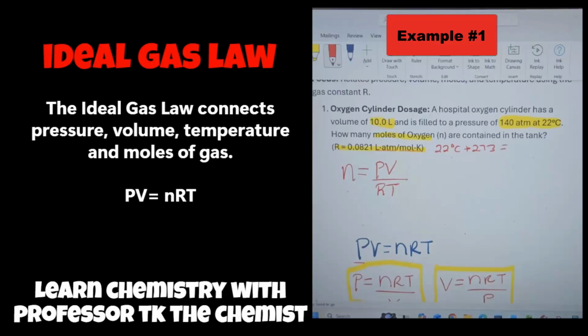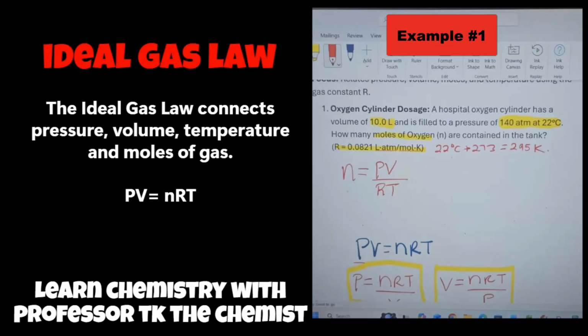That's equal to 295. And if we wanted to add the 0.15 on there, because again, Kelvin is 273.15, I'm just going to work with 295, okay? Just for the sake of using some whole numbers here.